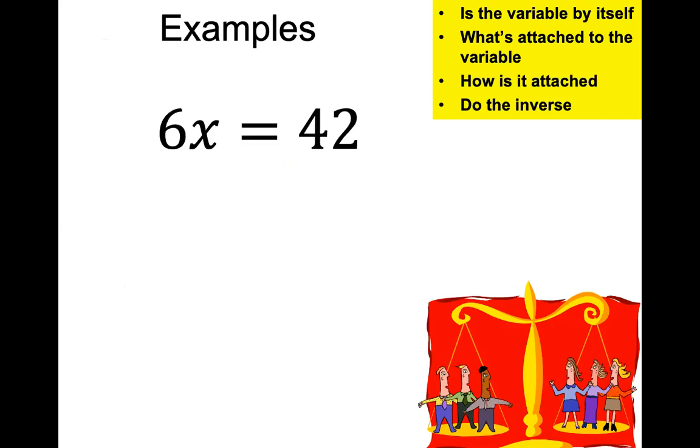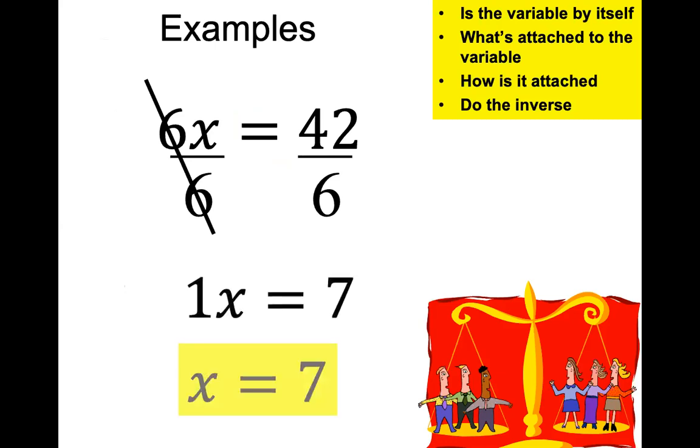Okay. One more time. Where's the variable? Left side. What's attached to it? 6. How's it attached? Multiplication. So we need to divide both sides by 6. 6 divided by 6 cancels. 42 divided by 6 is 7. So we get x equals 7. There you go. We okay? So that's how you get rid of something that's attached by multiplication.